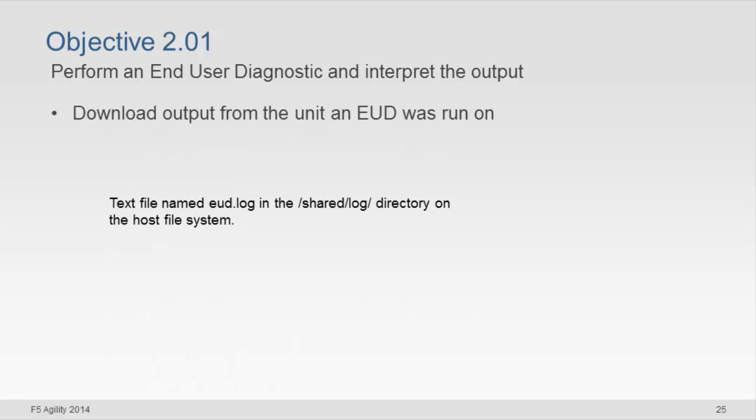So, if I have run the exam or run the test on the hardware, I should see an EUD log in the shared log directory on the host file system. That's assuming that I've got a hard drive that's alive, obviously, things of that nature. But that log file should be available to you in shared log.